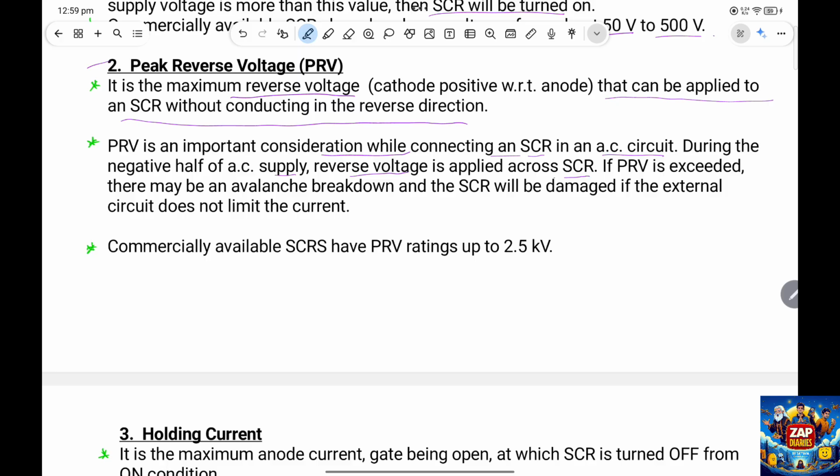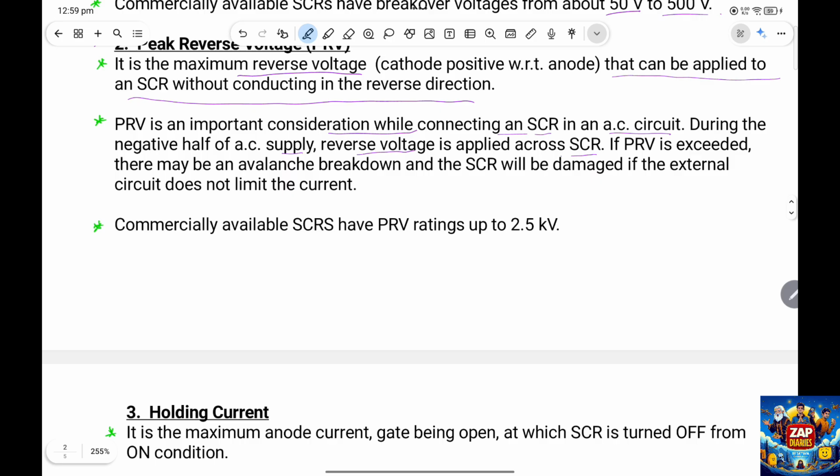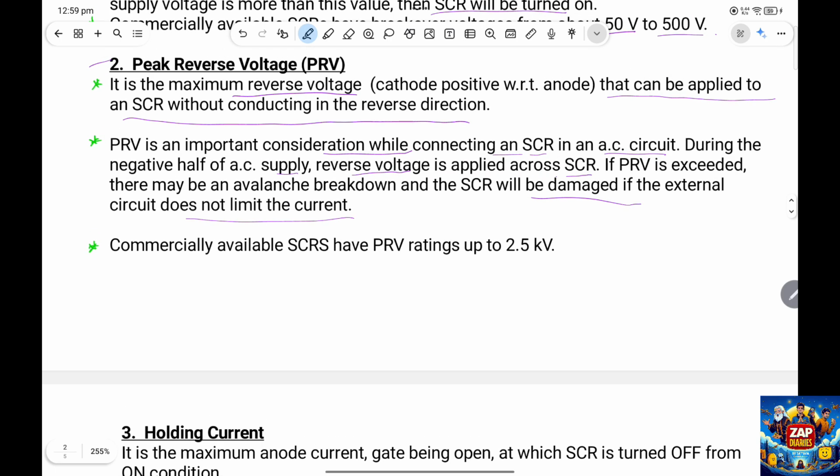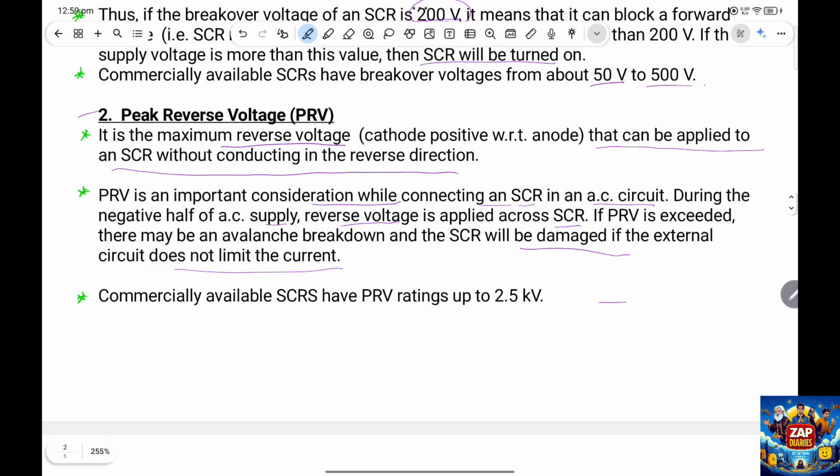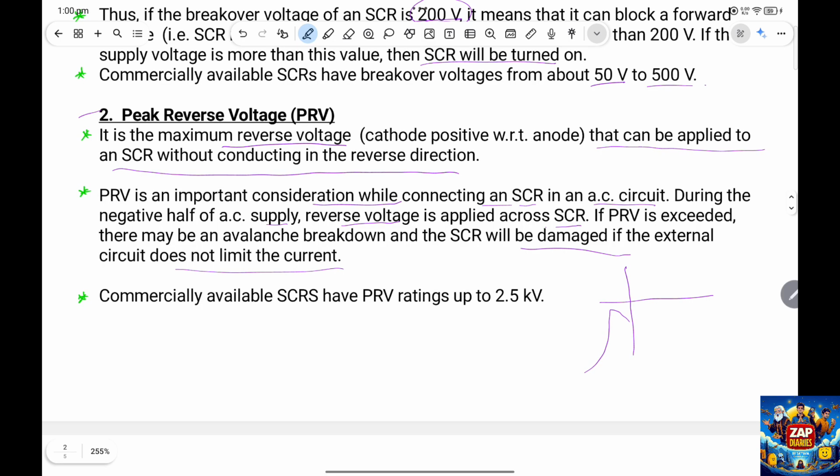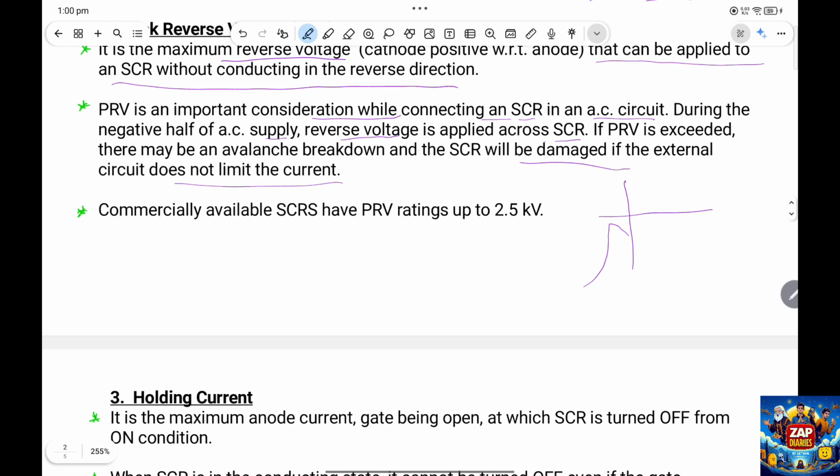If the peak reverse voltage is exceeded, there may be an avalanche breakdown, and the SCR will be damaged if the external circuit doesn't limit the current. So this is a thing to remember. If the reverse voltage applied to the SCR exceeds the limit, it will cause an avalanche-like effect, where the current rises and then falls, and this can damage your component. So you should limit this current as far as possible.